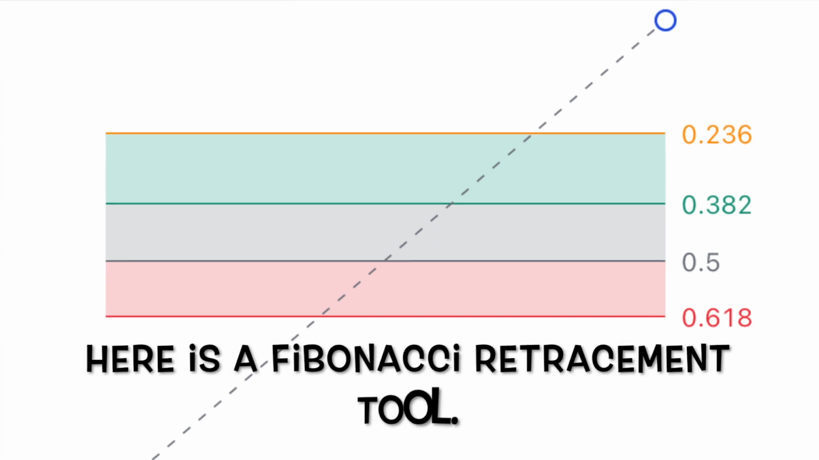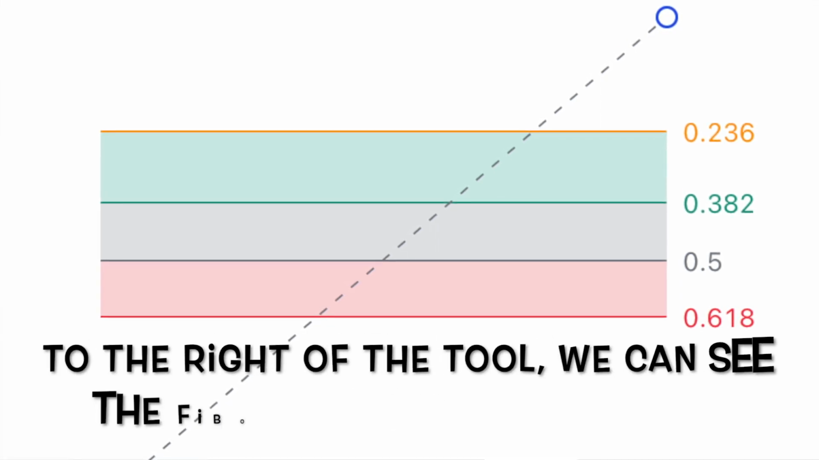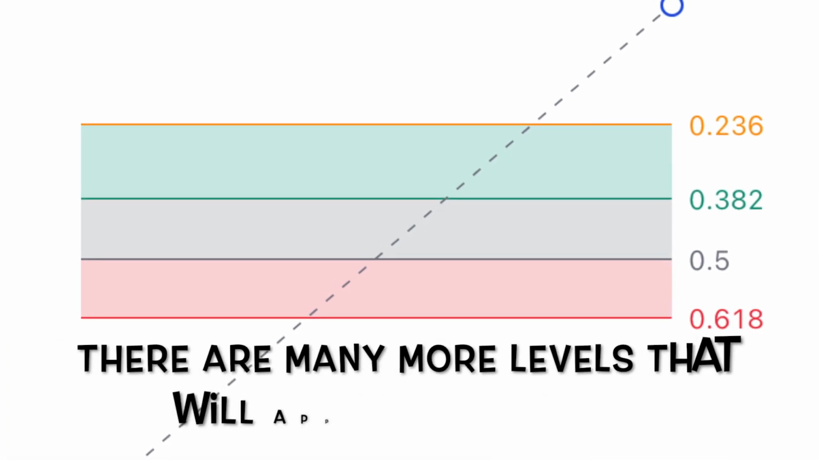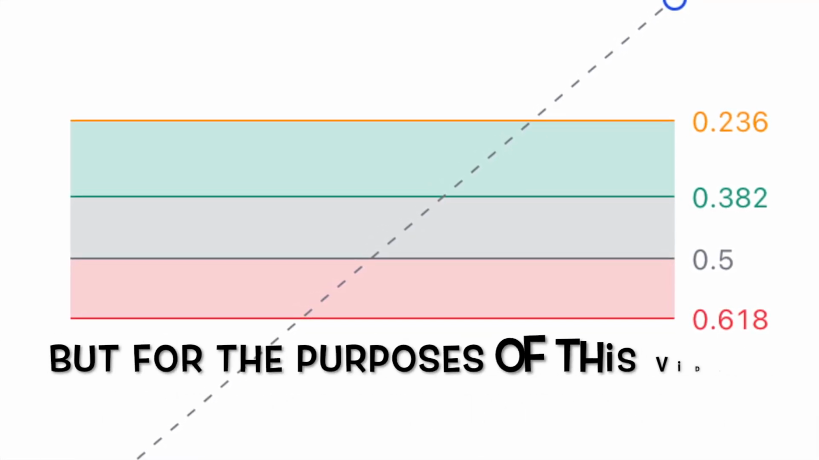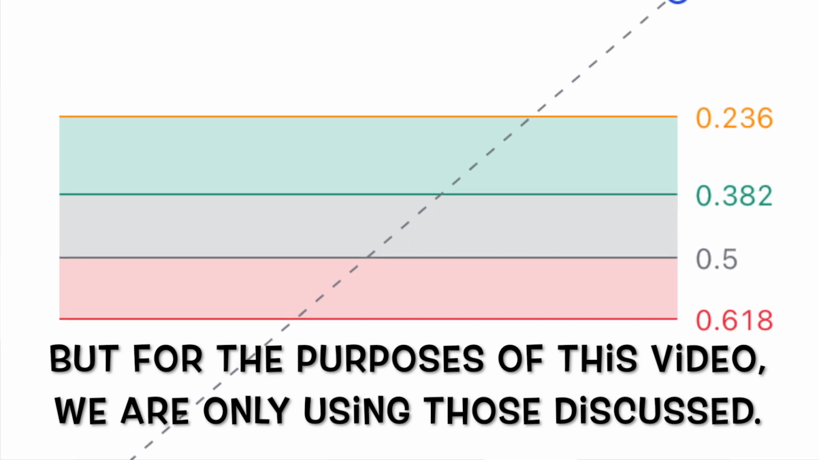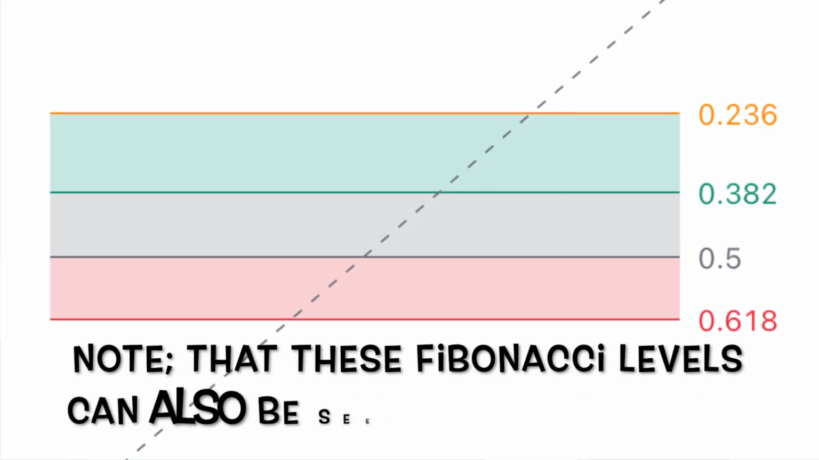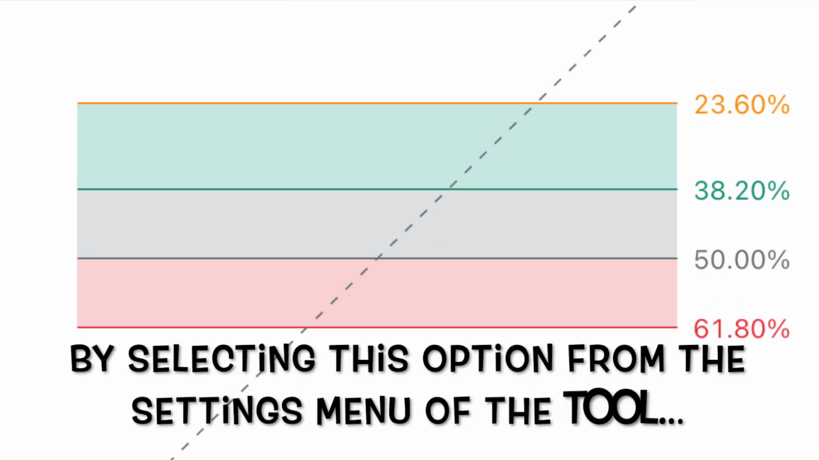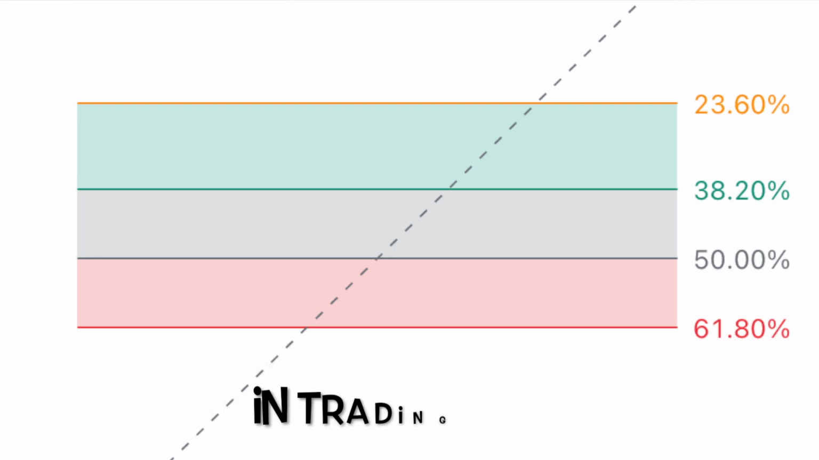Here is a Fibonacci retracement tool. To the right of the tool, we can see the Fibonacci levels discussed. There are many more levels that will appear on a tool, but for the purposes of this video, we are only using those discussed. Note that these Fibonacci levels can also be seen as percentages by selecting this option from the settings menu of the tool in TradingView.